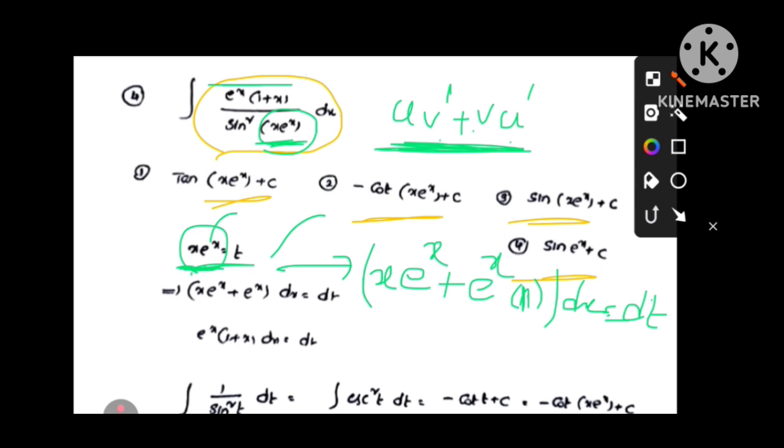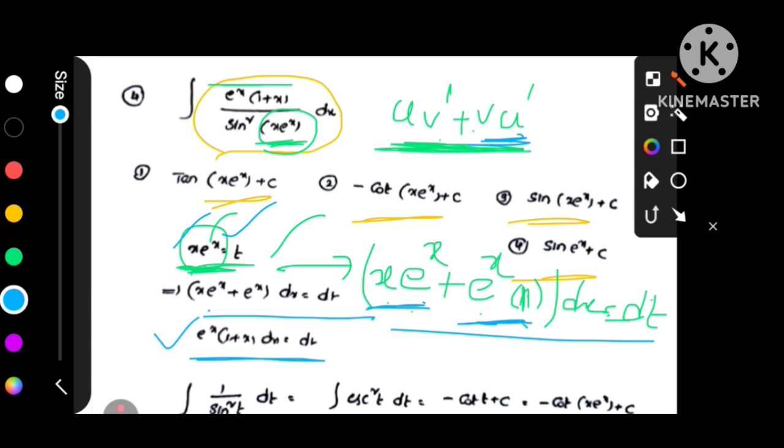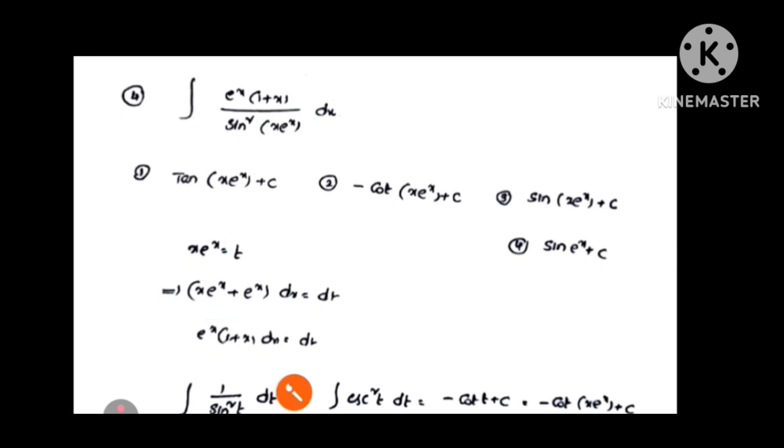dx is equal to dt. The derivative of x e^x is u v' plus v u'. Here u is equal to x and v is equal to e^x. So u times the derivative of e^x, which is e^x, plus v, e^x, times u', and the derivative of x is equal to 1. So this is the derivative value. In the next step, take e^x common, then you get e^x(1 + x) dx is equal to dt.